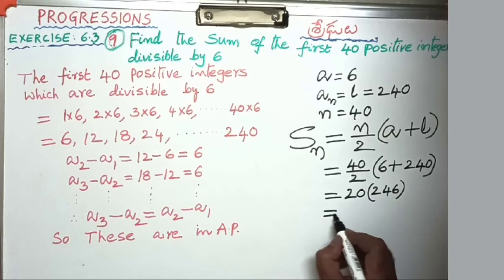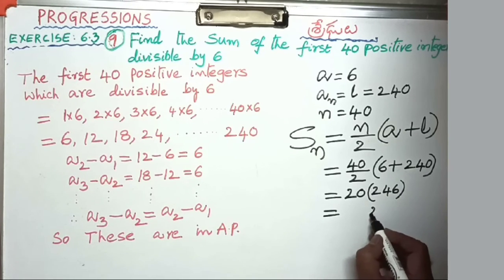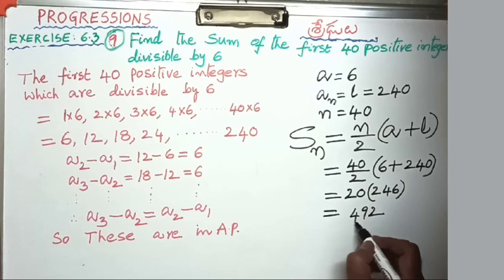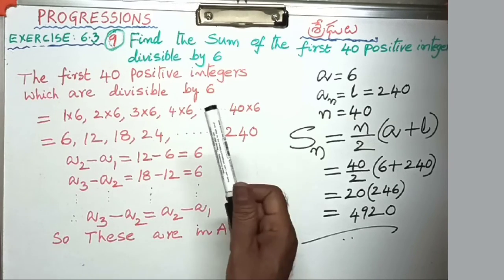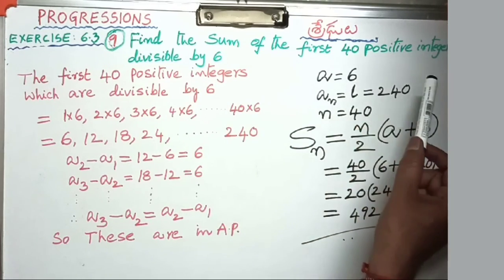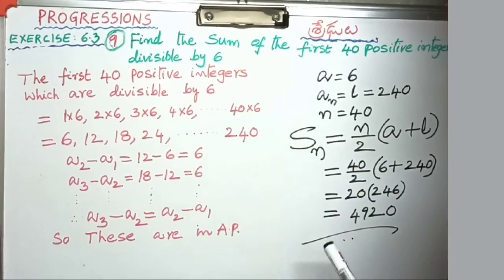సో దట్ ఈక్వల్ టు మల్టిప్లై చేయండి, 2 6 are 12, 1 2 4 are 8, 1 9, 2 2 are 4. సో 4920 వస్తుంది అనమాట. Therefore sum of the first 40 positive integers divisible by 6 is equal to 4920.